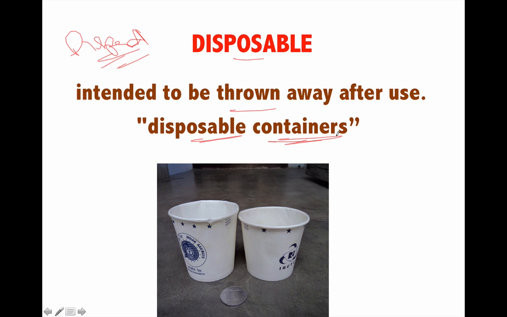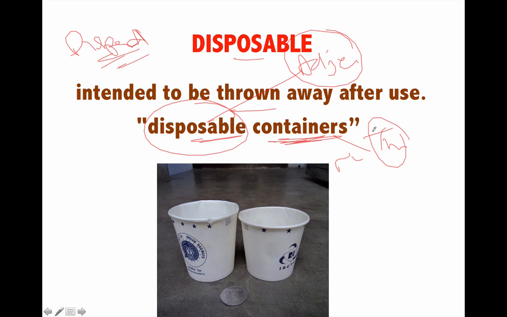So here container is a thing, which means it is an object, therefore a noun. And what is the quality of the container? It is disposable. So disposable here is an adjective, because an adjective defines a noun or it qualifies a noun or a pronoun.